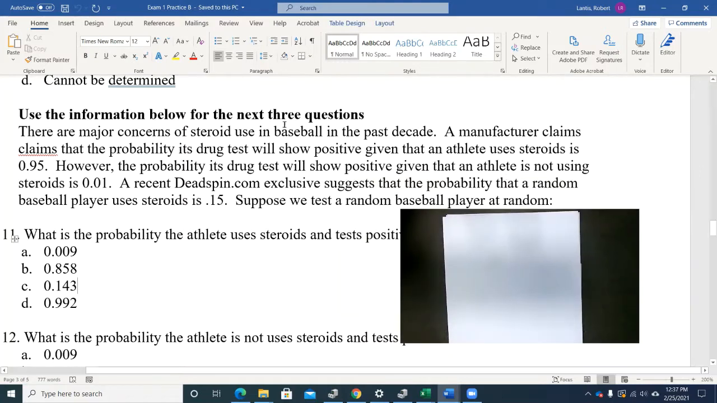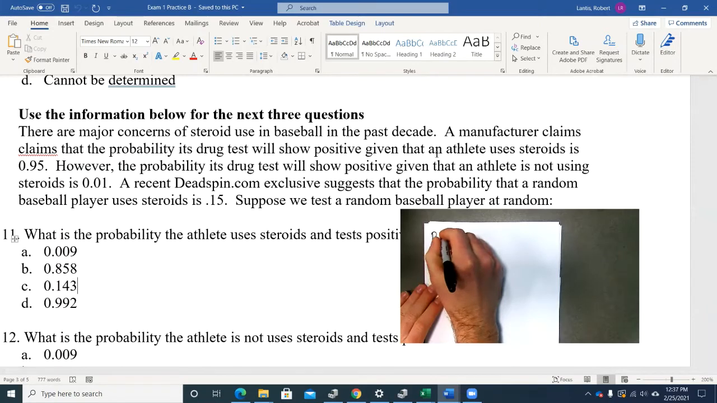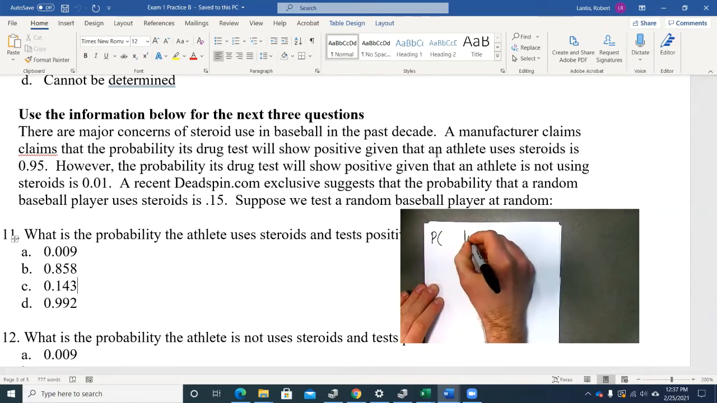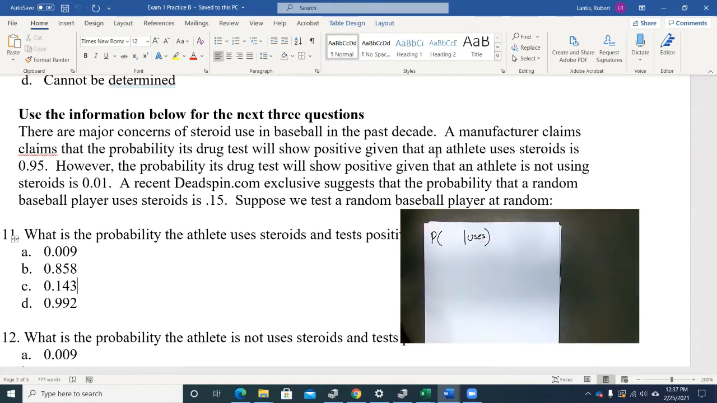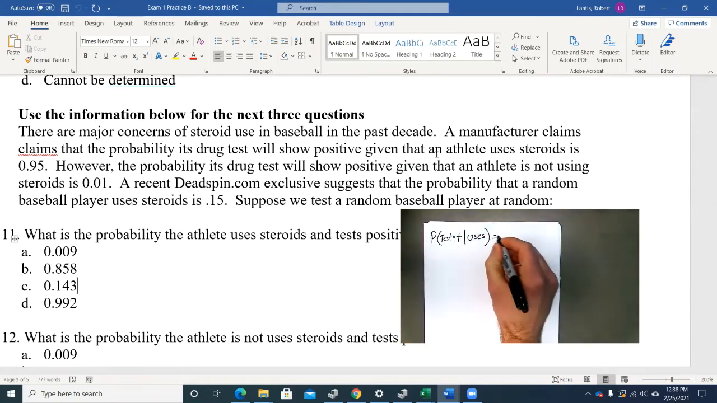But the first thing we're told is the probability a drug test shows a positive result, given that the athlete is using steroids, is 0.95. So let's just start writing out what we know here. So the probability that, given someone is using or uses steroids, the probability that the test shows a positive result, or you could say that they are using, we're told that's 0.95. Okay?